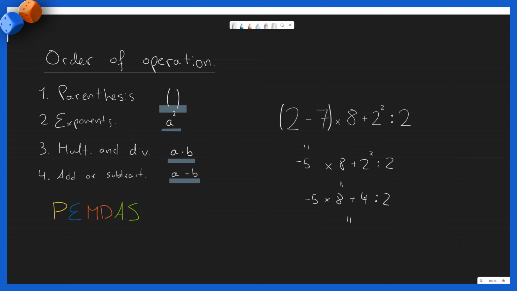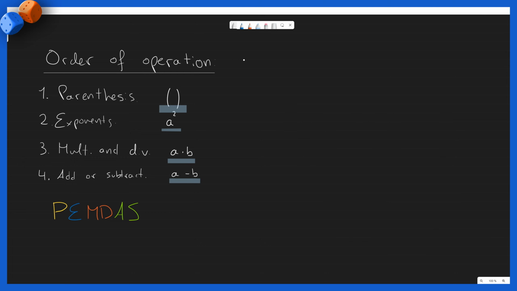3. Multiplication and division. Minus 5 times 8 equals minus 40, plus 4 divided by 2 equals 2. And now that we have no multiplication and division, we can add or subtract our result, which leaves us minus 38. What happens if we, for example, have minus 3 to the power of 2?